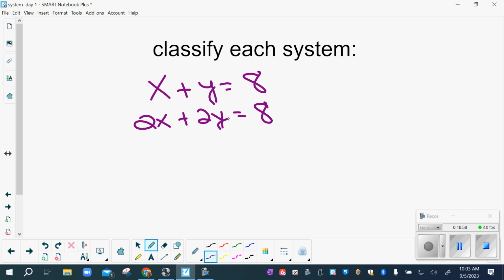Ooh, good, good. I heard that. Did you say same slope, different intercept? Same slope means that they are cruising along together. Different intercept means will they ever touch? No. Inconsistent. Nice.